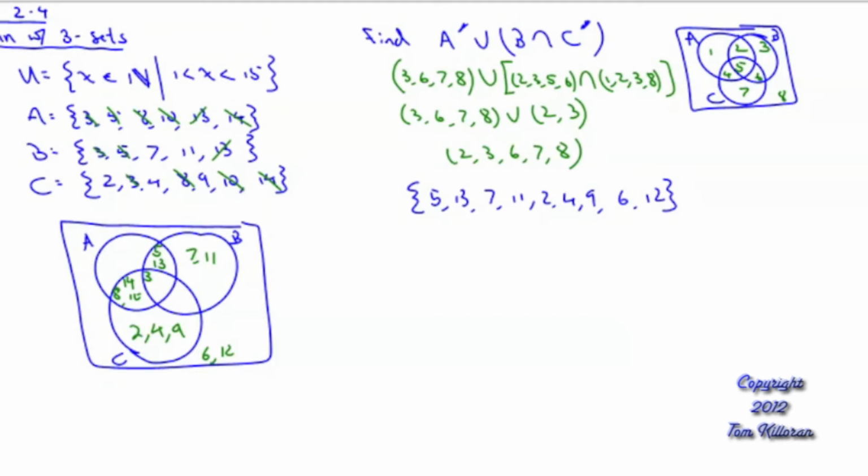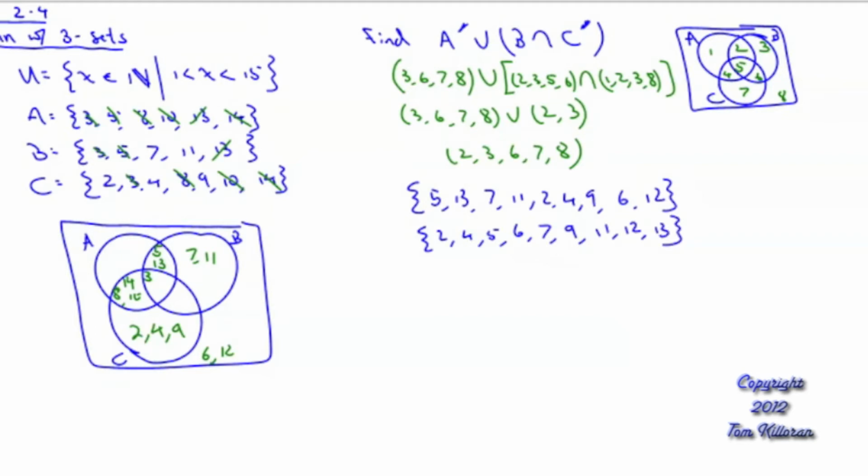Sector 2, sector 3, sector 6, sector 7, sector 8. 2's here, 3's here, 4, 5, 6, 7, 8. Same pattern as in this picture here, but I'm just picking up all the elements. Now, you have to put them in order. 2, 4, 5, 6, 7, 9, 11, 12, and 13, right? And that would be the answer to this.